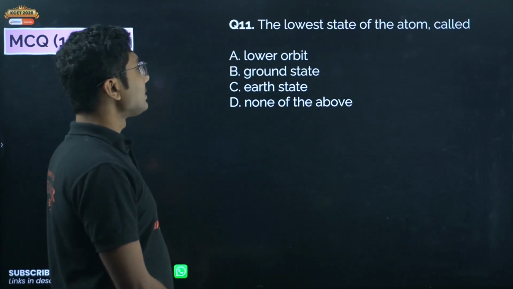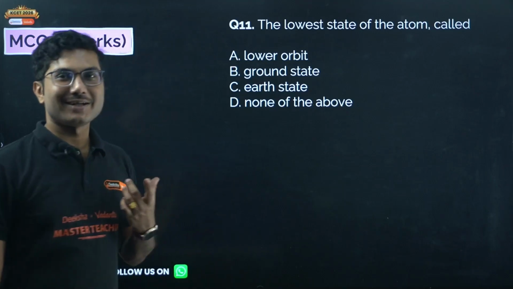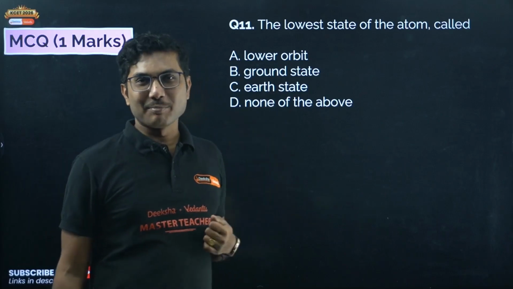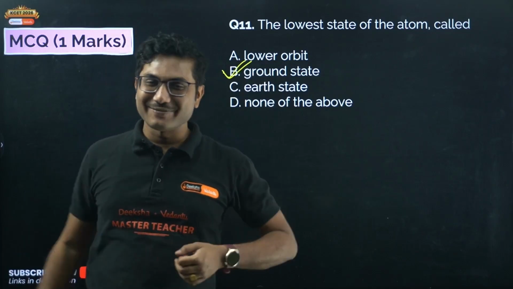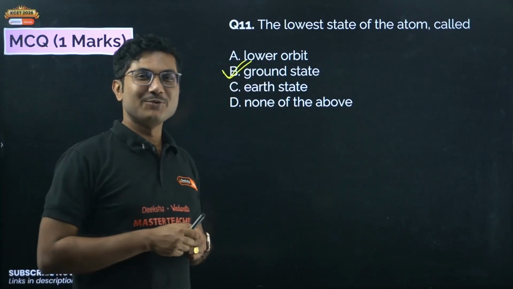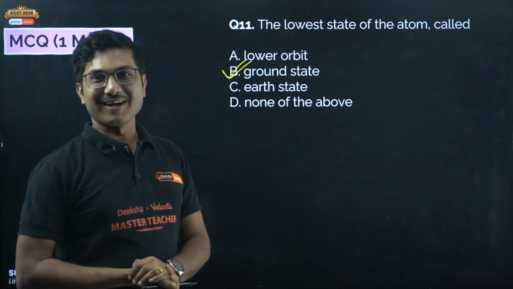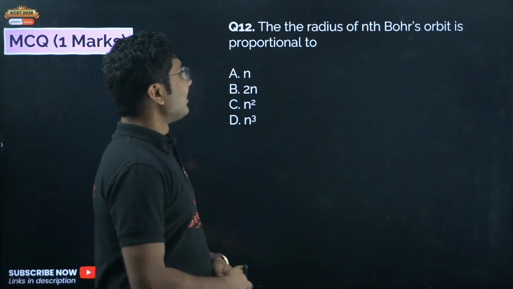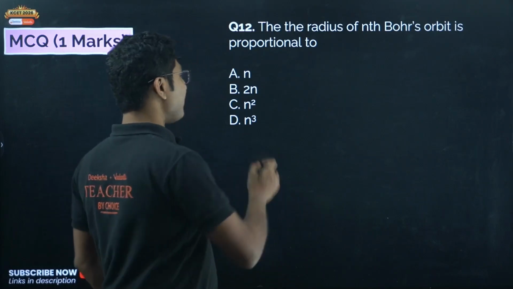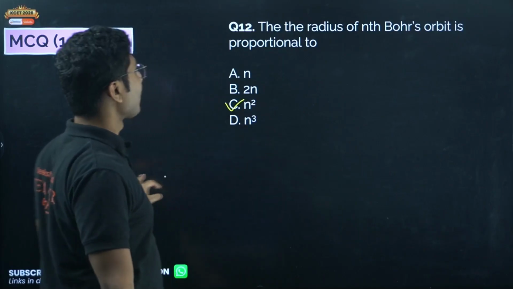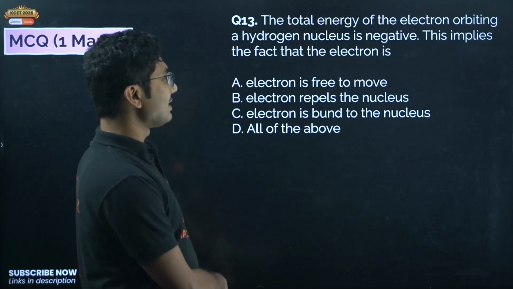Next, the lowest state of the atom is called: lower orbit, ground state, earth state, none of the above. What about calling it Empire State Building? No. It is called ground state, not Empire State from where King Kong jumped. If you remember the movie, King Kong jumped from the top of a building. Empire State, but not Empire State, it is ground state. The radius of the nth Bohr orbit is proportional to n square.